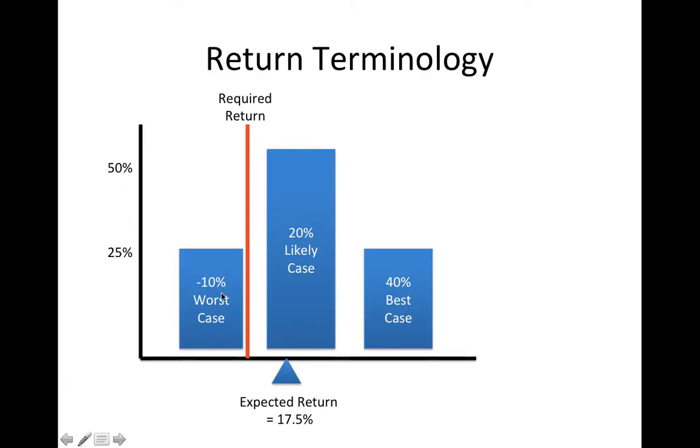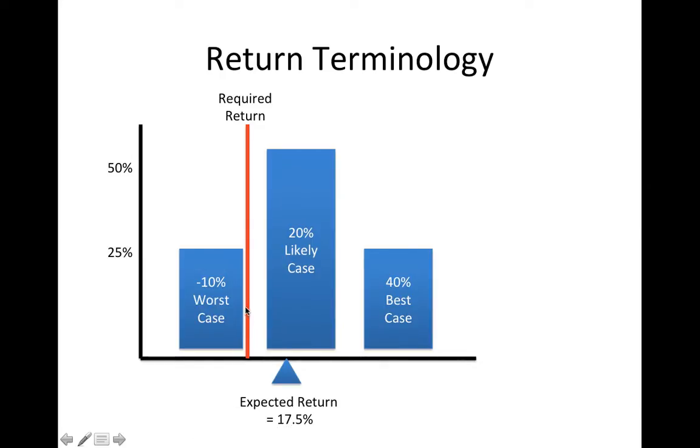Each of those returns is a forward-looking scenario, but one of those will be the actual, okay? So if you just did a probability-weighted calculation on those, 25% times minus 10% plus 50% times the 20% likely case plus 25% times the 40% best case, and you added all those up, you would get an expected return of 17.5%. And so that would be the expected return on the project, 17.5% a year.